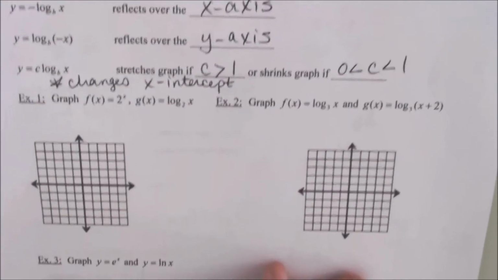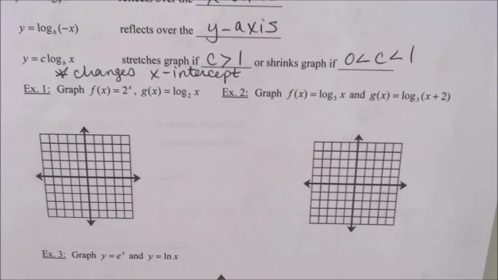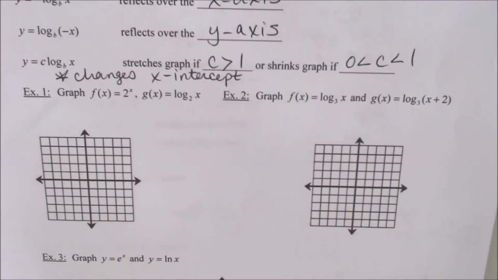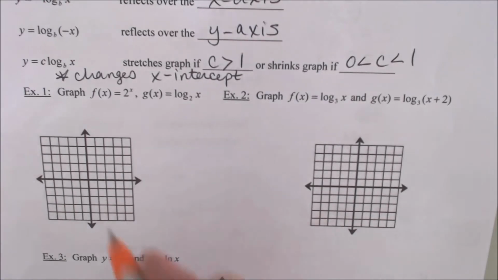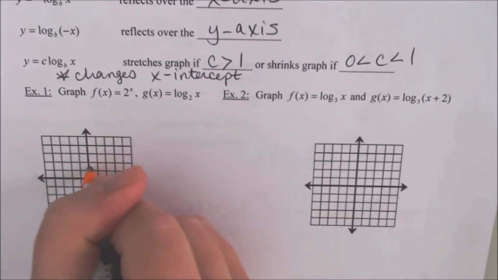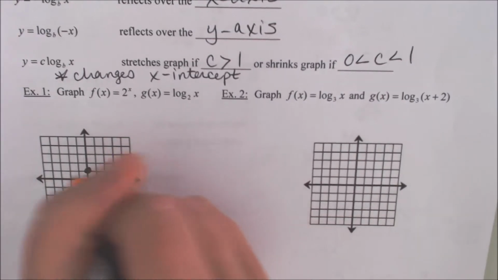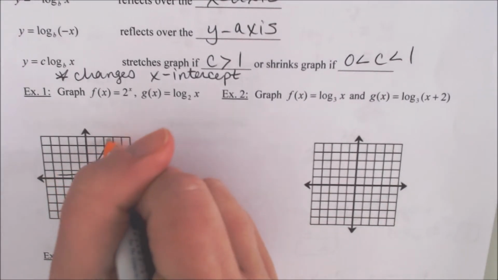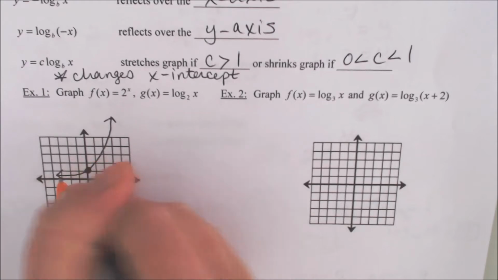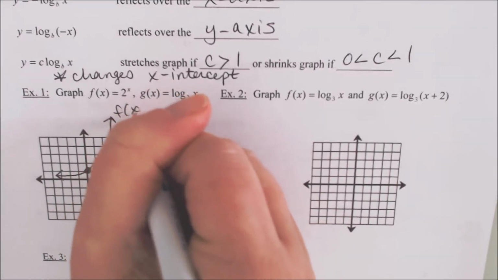So f of x equals 2 to the x. They want us to start with a graph of 2 to the x. Well, that was our exponential function from the last section. So remember, the exponential functions go through 1 on the y-axis. So it's going to be increasing from left to right, just like that. So there's 2 to the x.